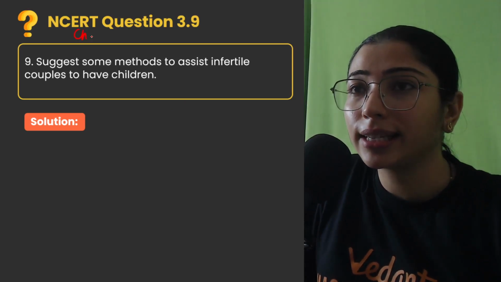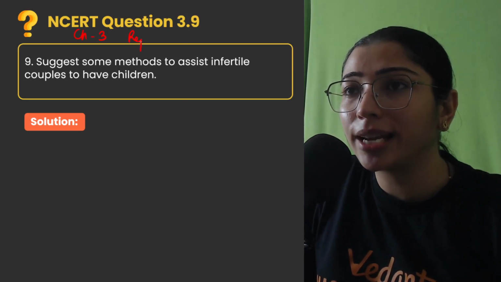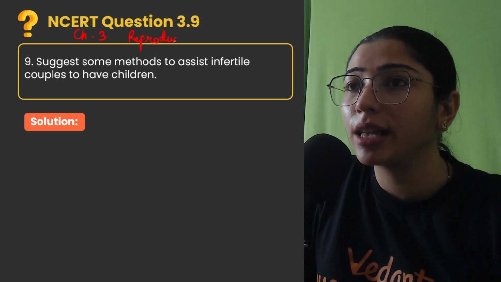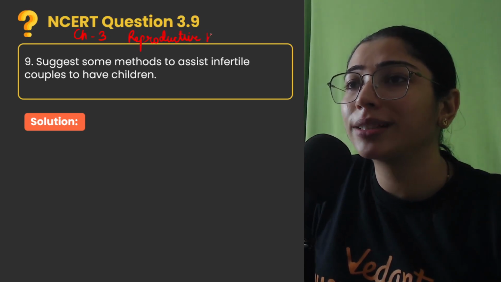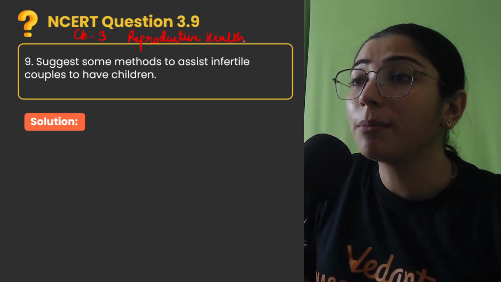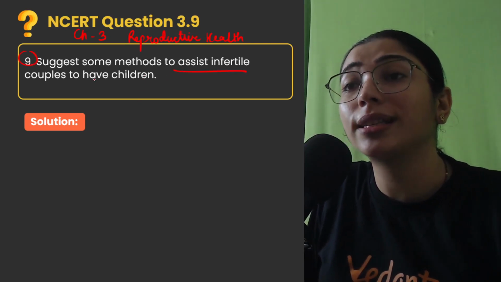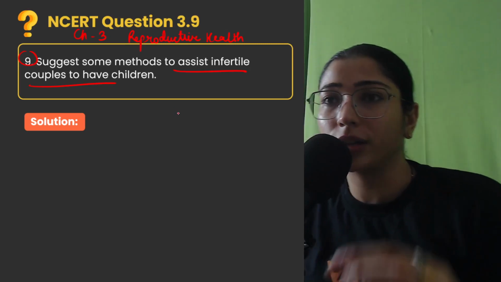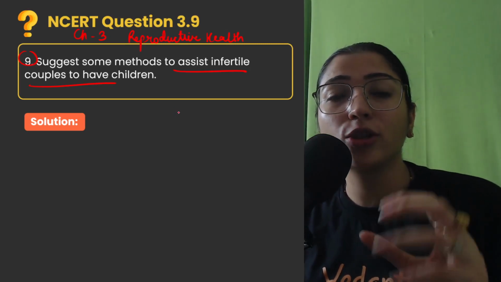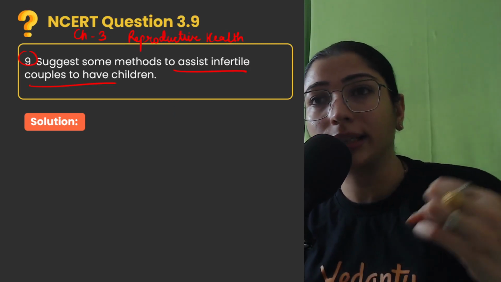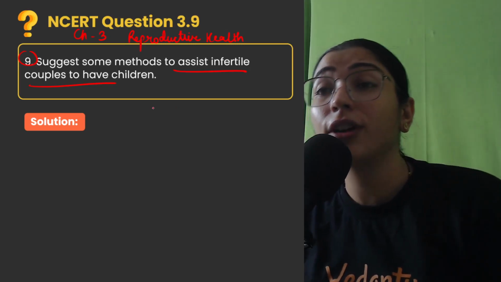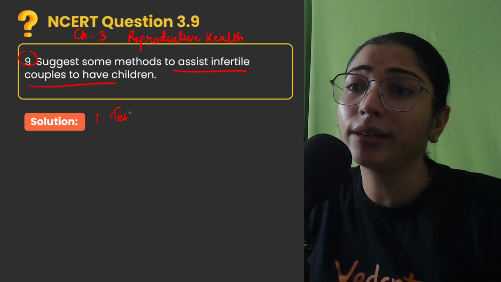And we are discussing here chapter 3 of class 12th biology book, that is reproductive health. So the question that you find on your screen here is question number 9 of the NCERT book, that is suggest some methods to assist infertile couples to have children. तो हमें कुछ ऐसे methods बताने हैं जो कि infertile couples को help कर सकते हैं to have children, to conceive, and one such method is, children, test tube baby.